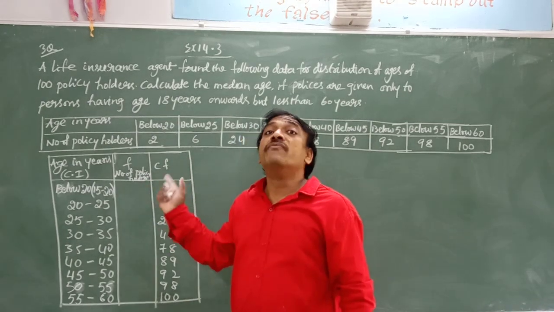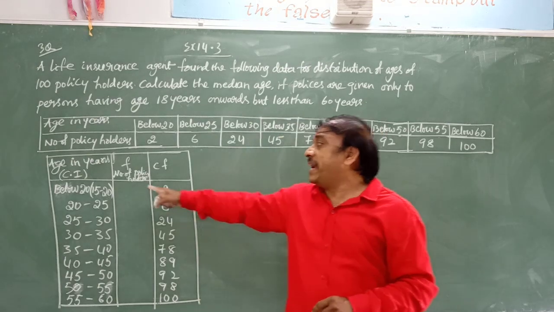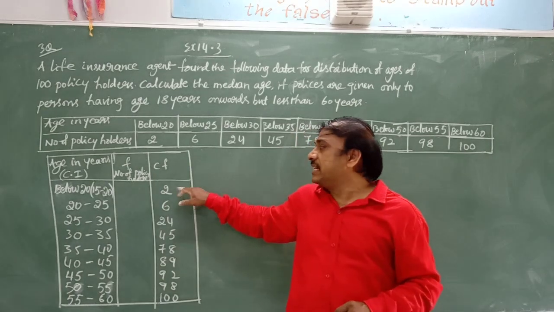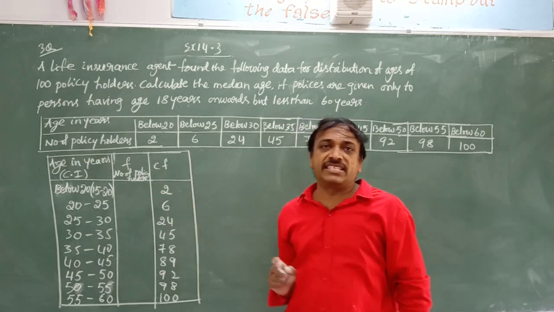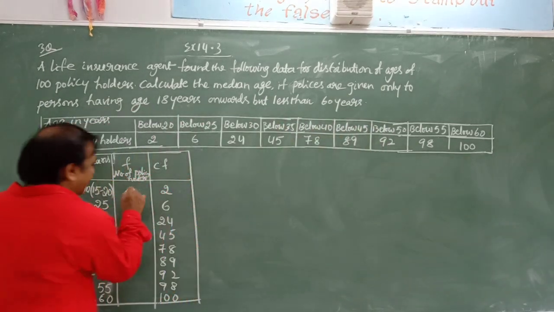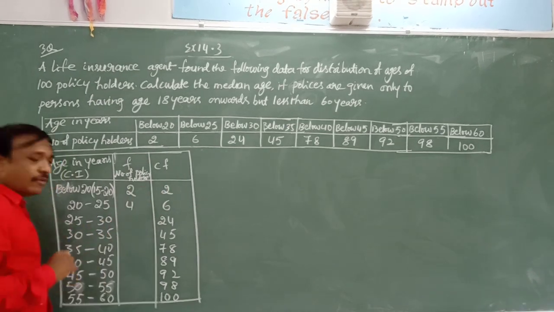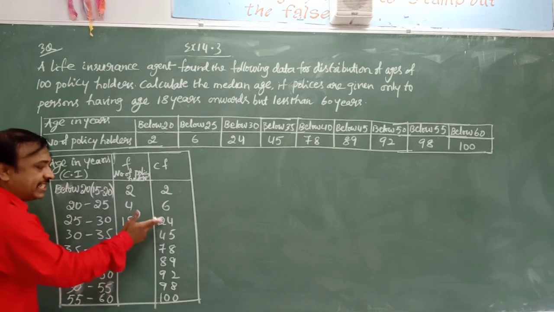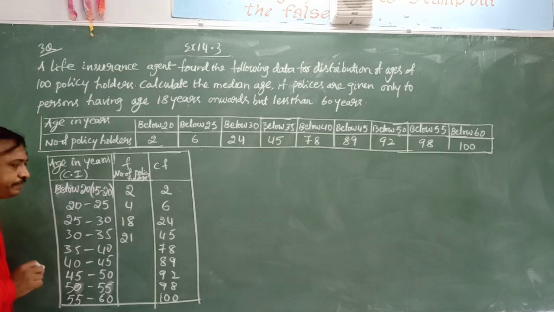Now you have to get frequencies. How did we get cumulative frequencies when the frequencies are given? By adding the succeeding frequencies. First we write as it is, then the next one we were adding. So now you have to subtract to get the frequencies. The first one you write as it is, 2. Then 6 minus 2 is 4. 24 minus 6 is 18. 45 minus 24 is 21.